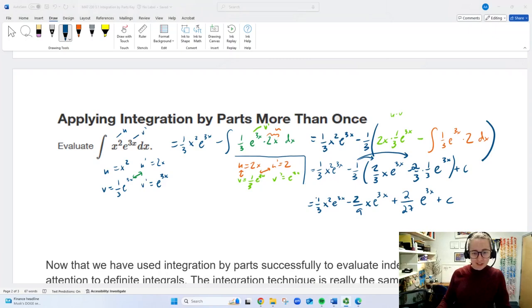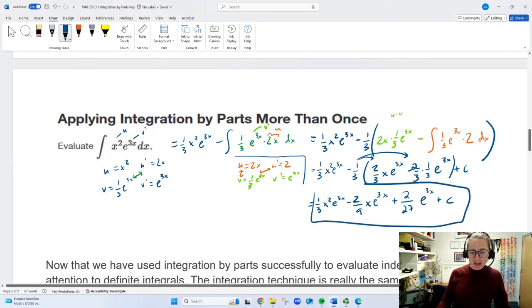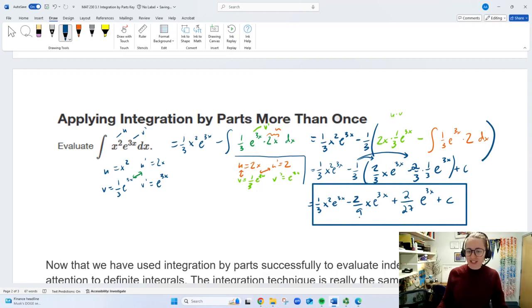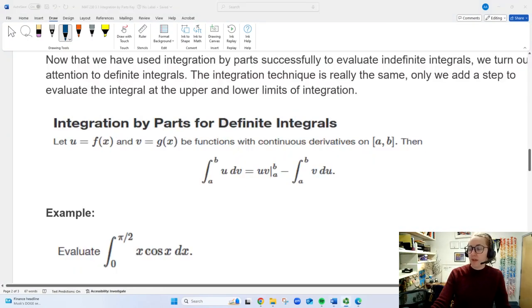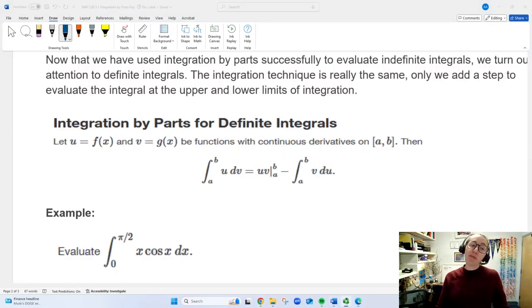Yay, we just did integration by parts twice, and that's wild. That's a wild, crazy answer. But if I take my derivative of this, I will end up with x squared e to the 3x, which is kind of bizarre. Okay, we have used indefinite integrals, which means that they don't have bounds, and that's where we have our plus c.